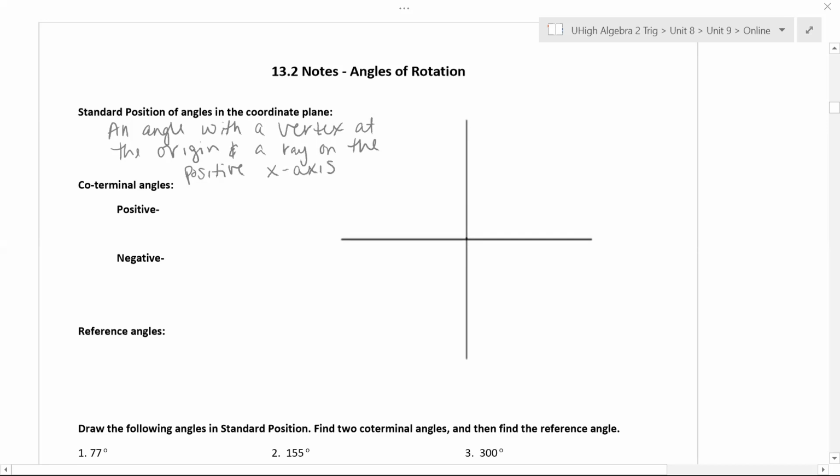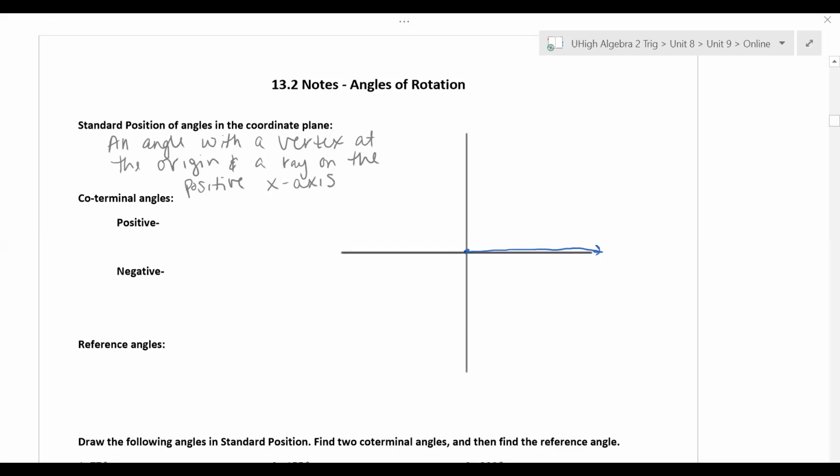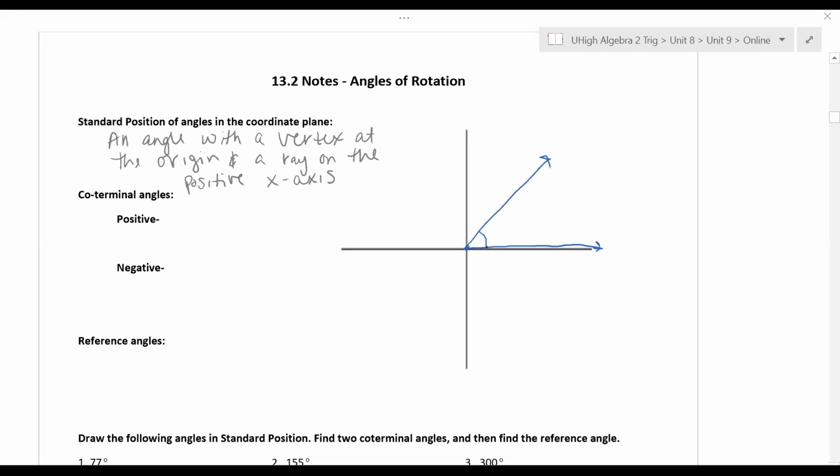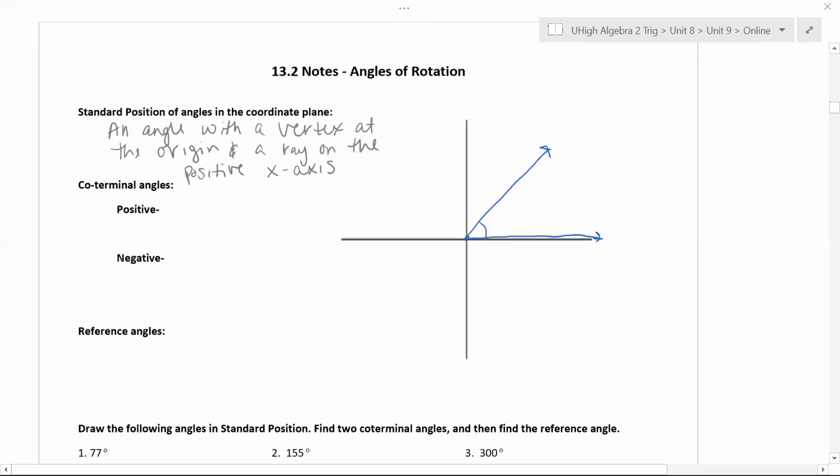We're going to start with our vertex at the origin. We have one ray that's going to be on our x-axis. And then the other ray of our angle can really be anywhere. So I'm going to say I have a ray that's going to come out like this. So this angle that's created is going to be an angle in standard position.